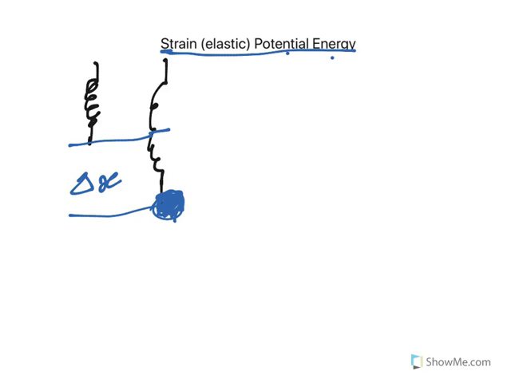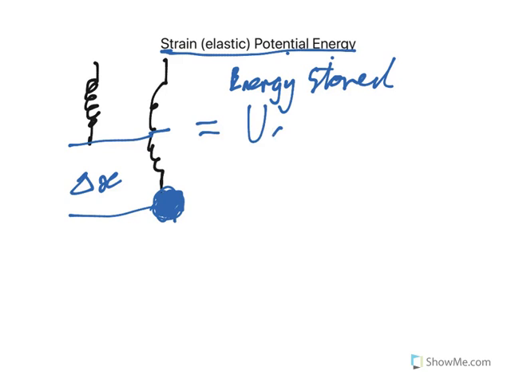The strain bit comes, I guess, because it's under strain when it's here, and the elastic bit is because it bounces back. So, interchangeable, just terminology. Anyway, the energy stored would be equal to the spring potential energy, which would equal the work that's done on the spring.